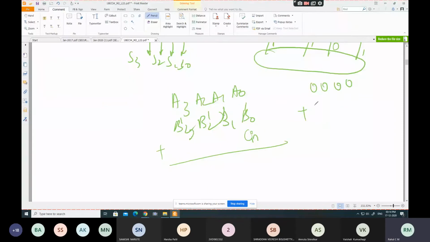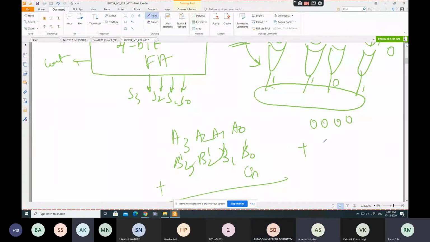So what is the value available here? 1 1 0 1. Plus what is the condition of carry to get this in one's complement form?